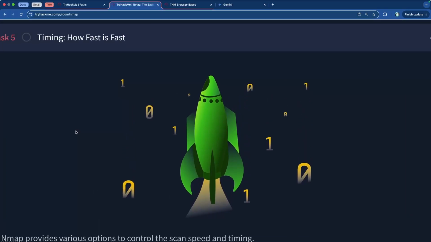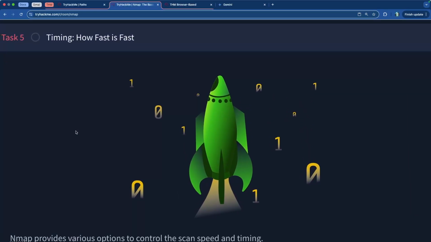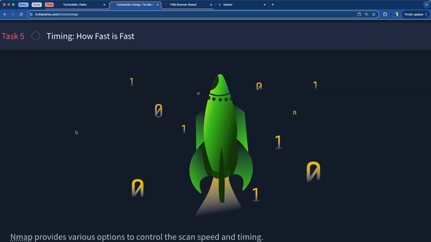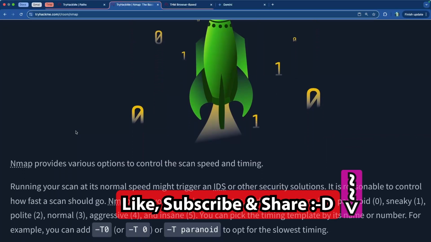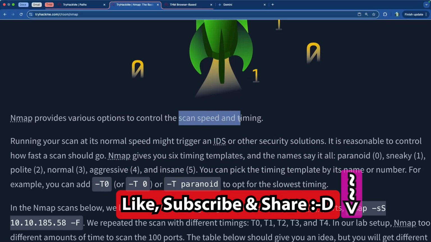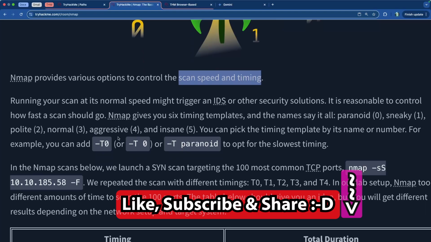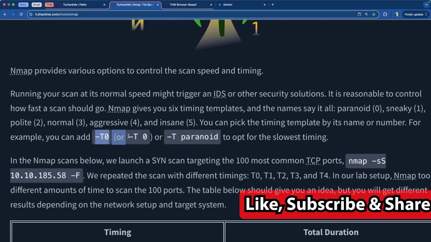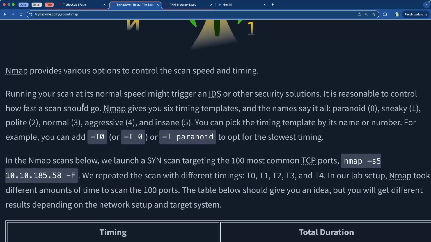All right, so let's talk about timing. How fast is fast? Nmap actually gives you options to control the scan speed and timing. And this is where a lot of these flags that you see right here come in. Running the scan at the normal speed might trigger an IDS or other security solutions. It's reasonable to control how fast the scan should go.